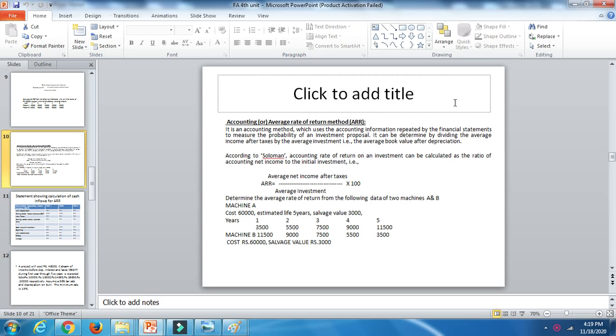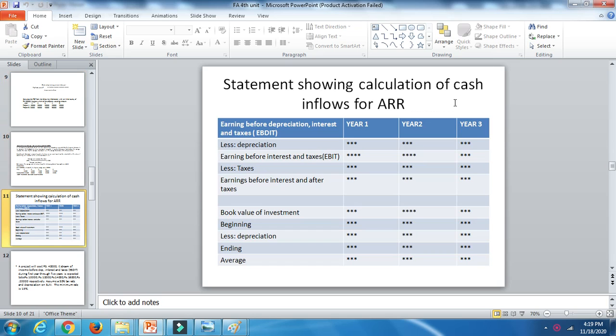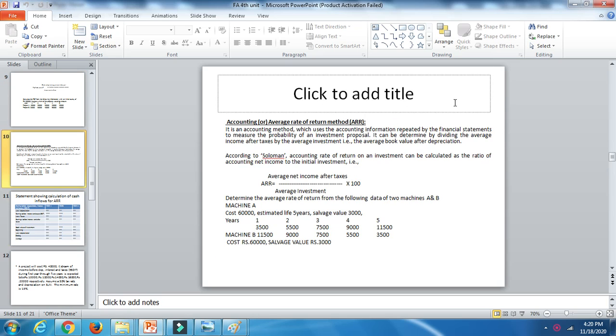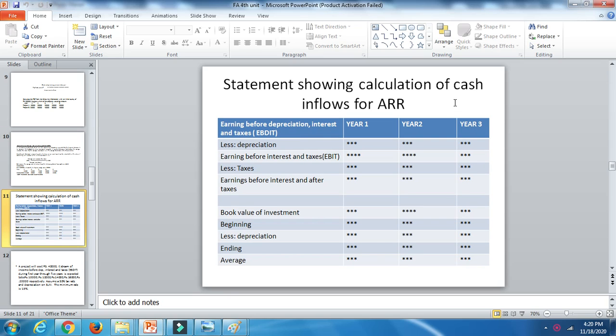We have done these problems in my last class. These are very important from the point of view of exams also. I'm saying it again and again. This is a structure, a statement showing calculation of cash inflows for ARR. You need to know this format also. ARR is very simple, just average annual profits. It's only one formula: average annual profits divided by average investment, into 100. That simple. They'll ask a little bit complicated questions also.